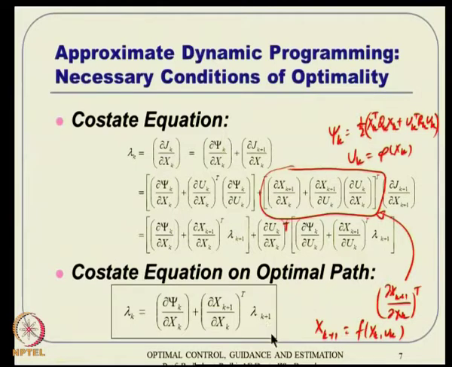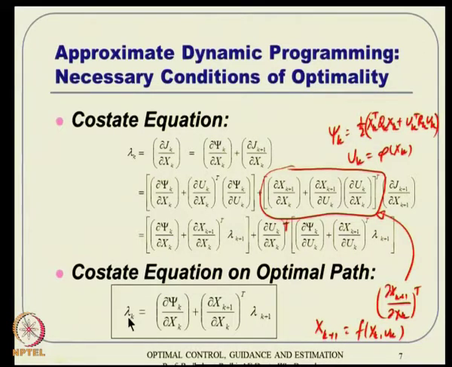Okay. So, this is a recursive equation. That means, if I know lambda k plus 1, I can know lambda k. And typically from the boundary condition we know lambda n, and even if it is a finite time problem, we know lambda n is del phi by del x n. So, we start from there, and this actually tells us there is a backward recursive equation.